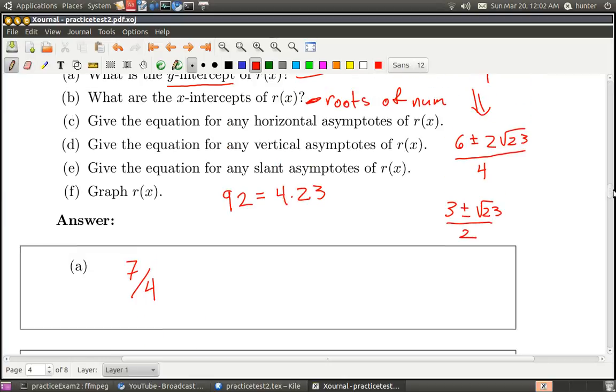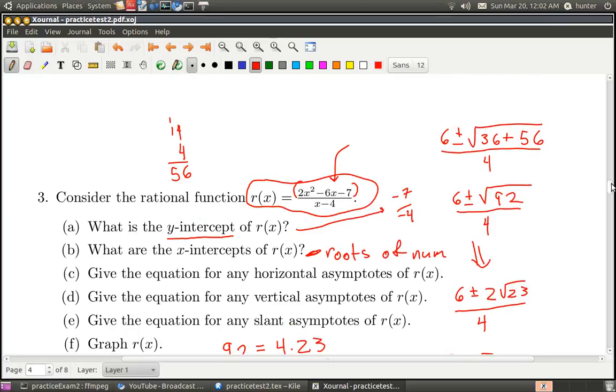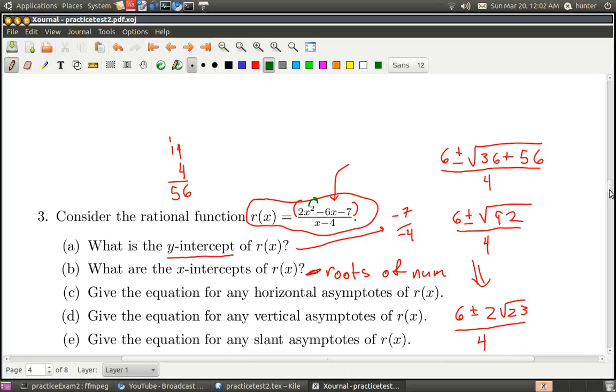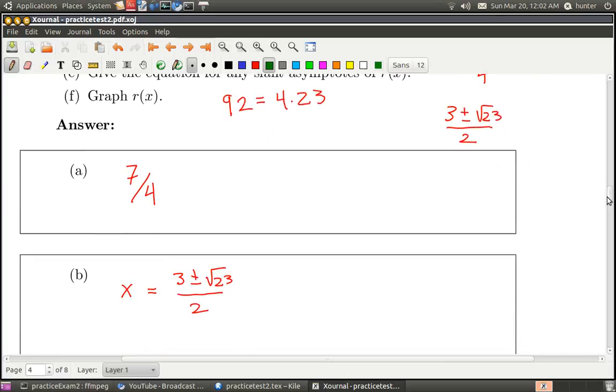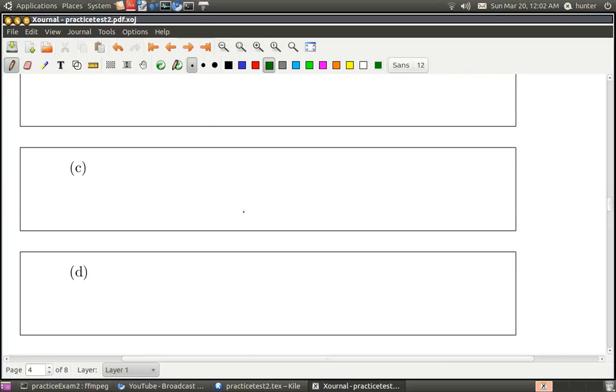Okay, and C says, give the equation for any horizontal asymptote. That's easy, because you can just see that the degree of the thing on top is 2 and the degree of the thing on the bottom is 1, and so we know a rule that says that means that there are none. There are no horizontal asymptotes.